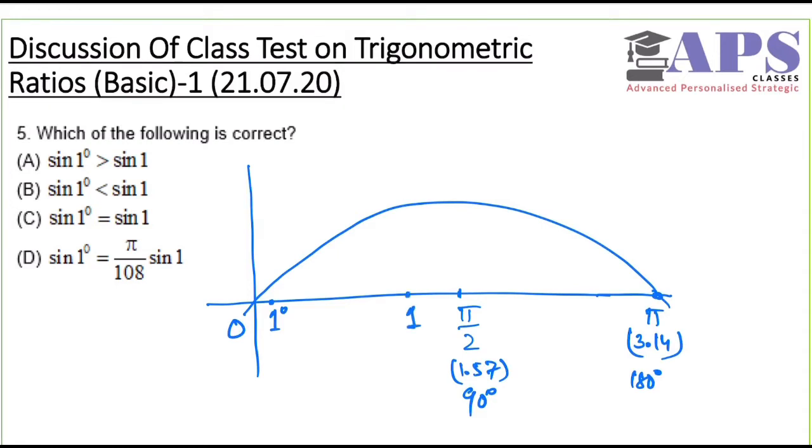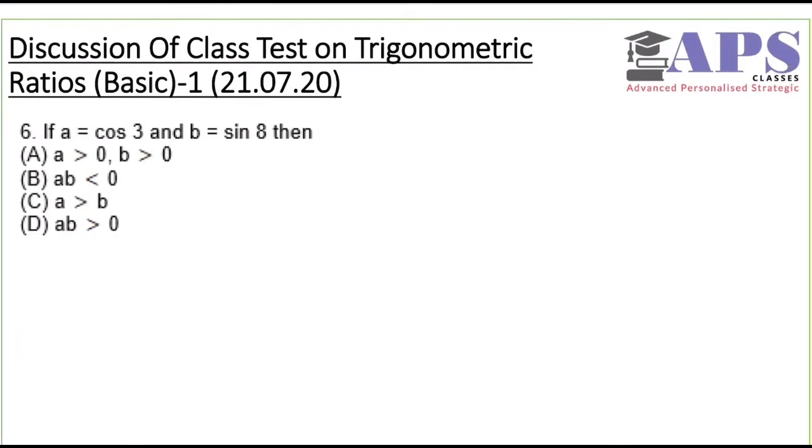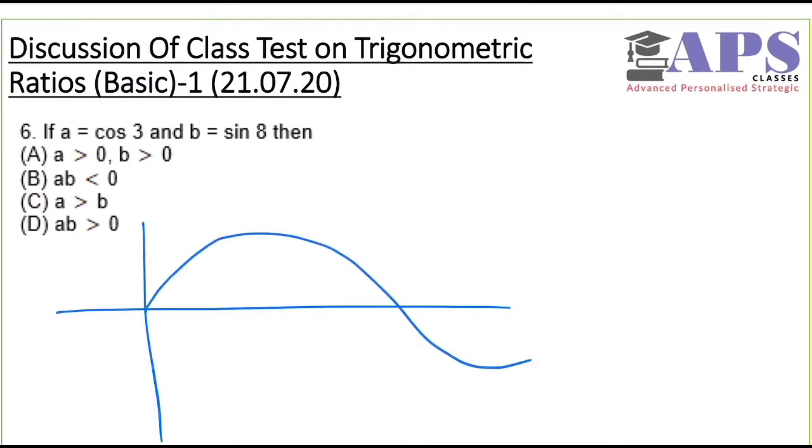From here you can see that this value is sine of 1 degree and this value is sine of 1. So we can very well understand which is bigger here. Sine 1 is bigger. So here option B is correct. This question is again based on the graph of sine and cos. This is our sine x, say, and this is our cos x.